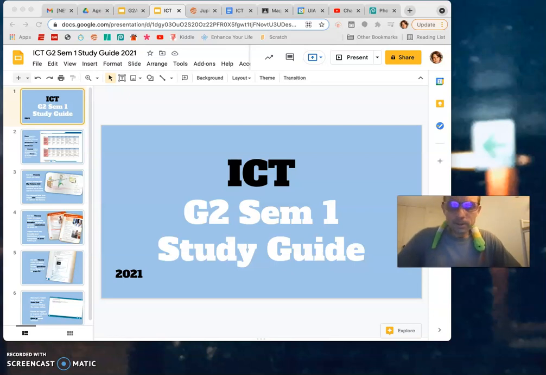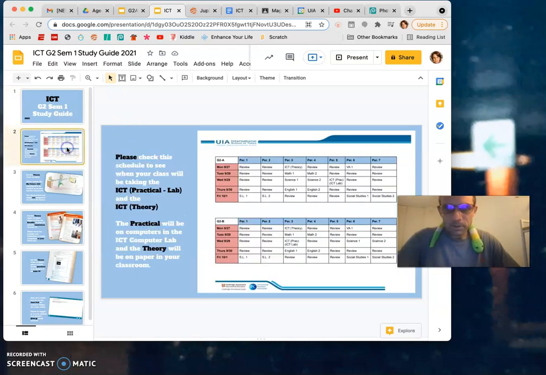Hello. Let's go over this ICT grade 2 semester 1 study guide for our test coming up. I'll share this slideshow with you so you can review it on your own. But please check the schedule to see when your class is taking the ICT practical lab and the ICT theory. The practical will be on computers in the ICT computer lab.